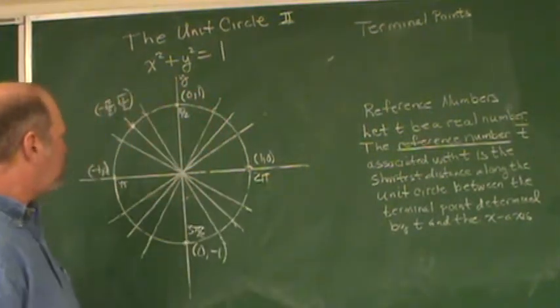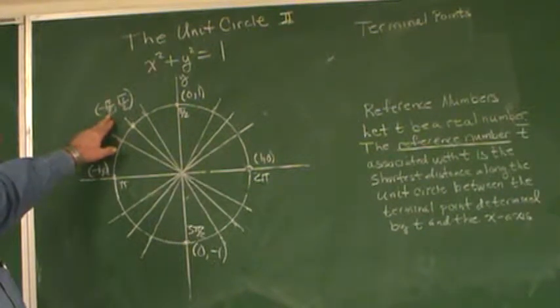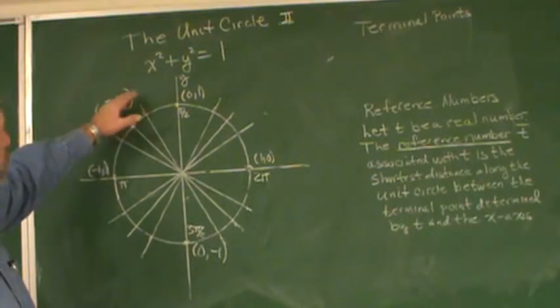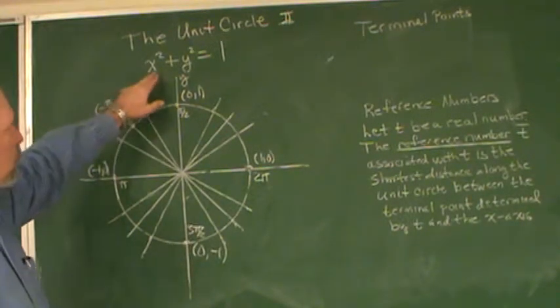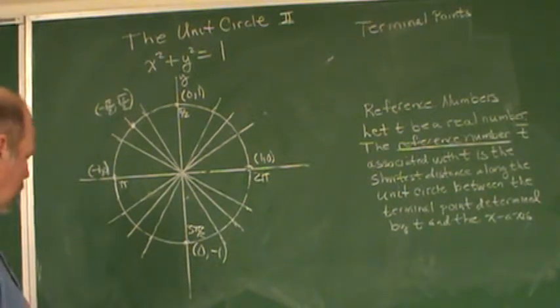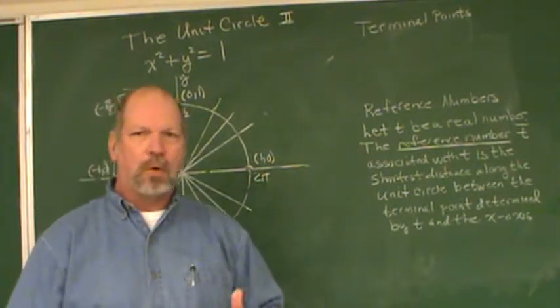Okay, now we've talked about terminal points before. For example, I have a terminal point on the unit circle in the second quadrant, negative square root of 2 over 2, square root of 2 over 2. This is a terminal point. You can show that if you put it in this equation, you do get a true statement. Now, you can go around the circle more than once.